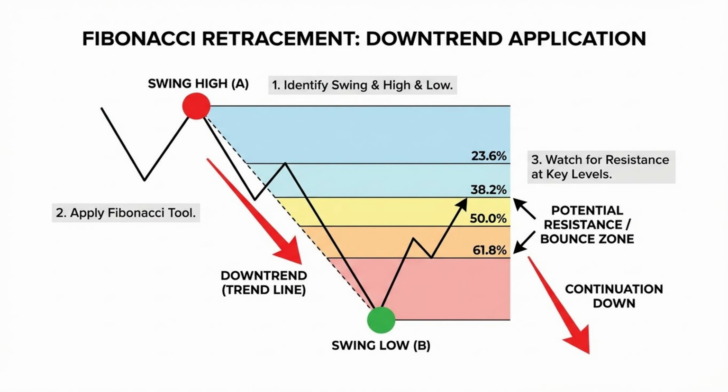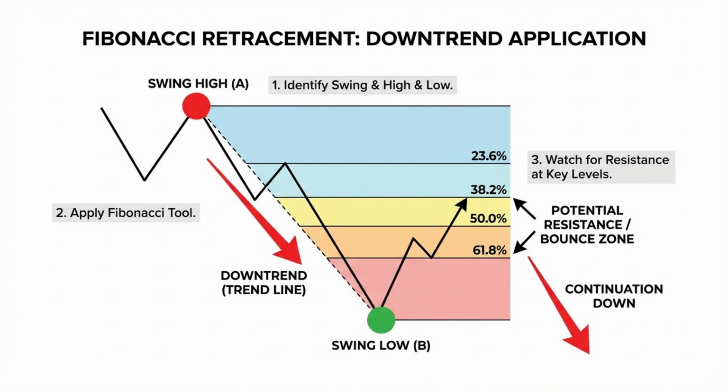In a downtrend, Fibonacci retracement levels help traders find areas where the falling price might briefly rise before continuing downward. The first step is to identify the swing high, which is the highest point before the price starts dropping. This is labeled as point A. Next, identify the swing low, which is the lowest point reached before the price makes a small upward pullback. This is labeled as point B.